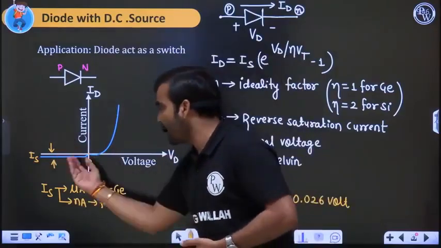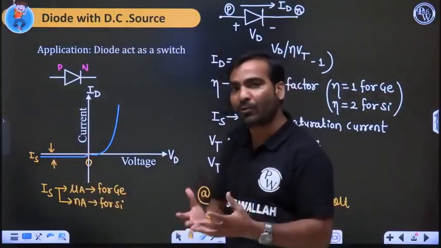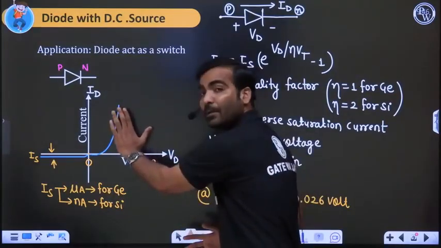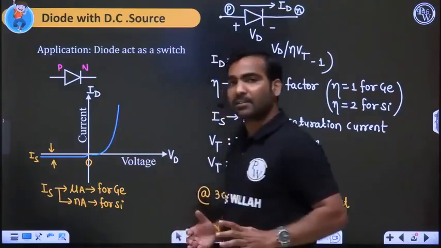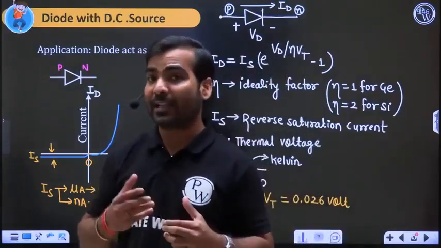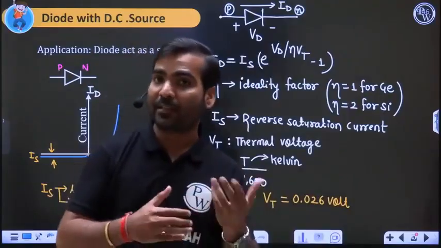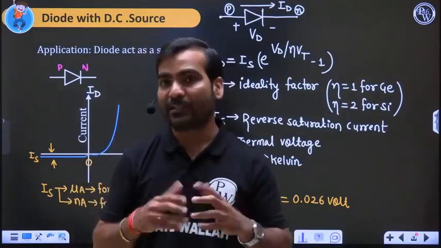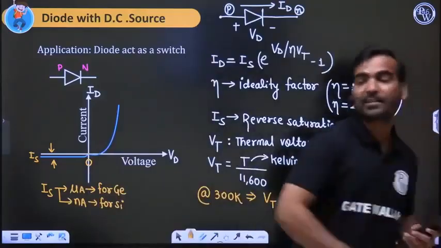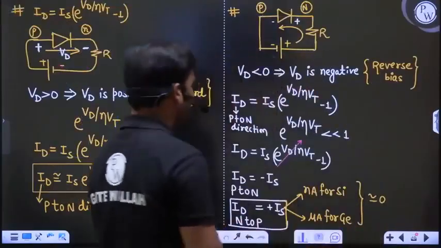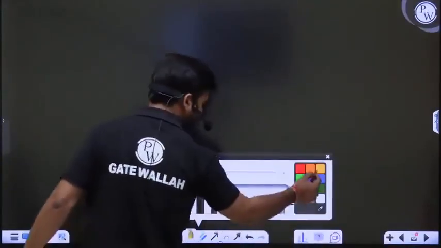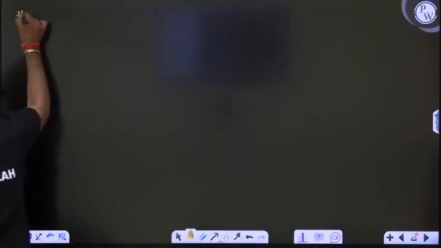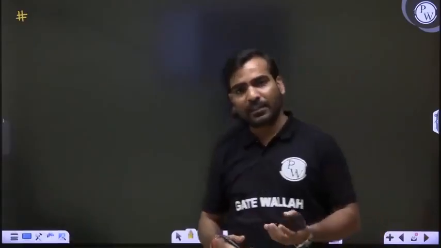In the reverse bias I am having approximately 0 current, I am not allowing current, but in the forward bias I am having milliampere range current, which changes with the voltage, and a significant current is there. The meaning is that in the forward bias we can say the diode is an on switch, and in the reverse bias the diode is an off switch.